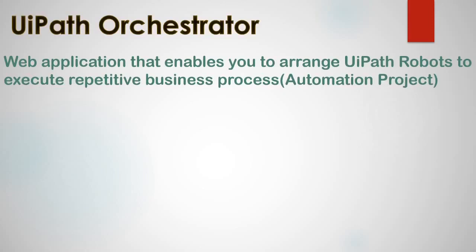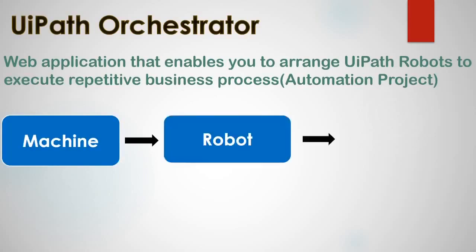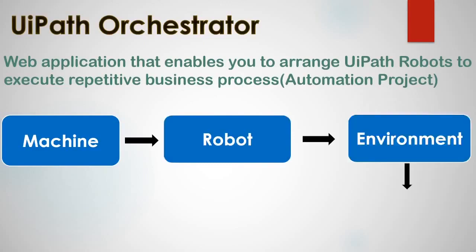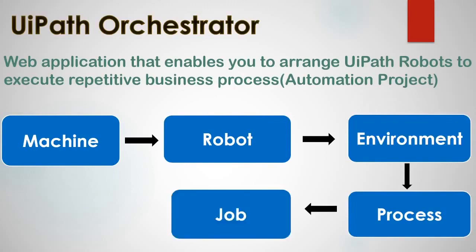So the first step of the process is to add a machine in UiPath Orchestrator, and the next step is to add a robot in UiPath Orchestrator, and the next step is to create an environment, then to create a process, and then execute the job. So we will look into each of these steps of the UiPath Orchestrator. Let's get started with the machine.